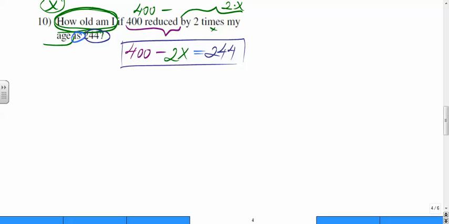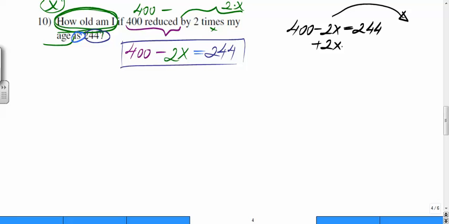Well, let's do that. Okay, I will use black. 400 minus 2x equals 244. What should we do? Well, we have to find x. Now there are many ways. The way I prefer here will be to move my x's to the right side. How can I do that? I will add 2x to both sides.